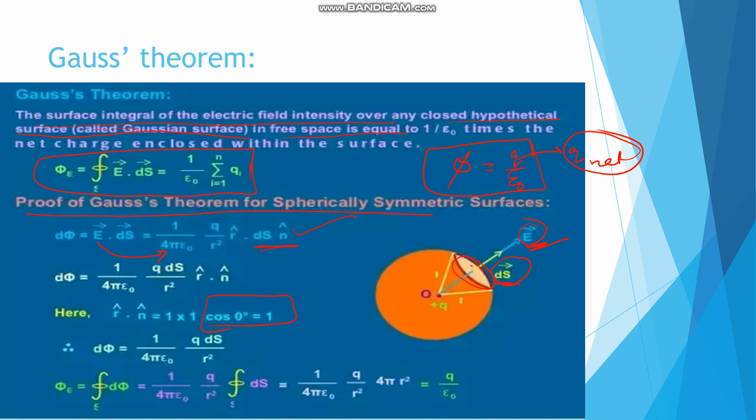By integrating it, we get the net flux through this surface. The net flux phi equals the surface integral of d phi. Now 1 by 4 pi epsilon naught times q by r square is a constant quantity, and we take the surface integral of dS. These small dS elements combine to form the surface area of this sphere. The surface area of a sphere, as we know, is 4 pi r square. The 4 pi and 4 pi cancel, r square and r square cancel, so we get q by epsilon naught. Therefore phi equals 1 by epsilon naught times q net. This is the required result for electric flux.